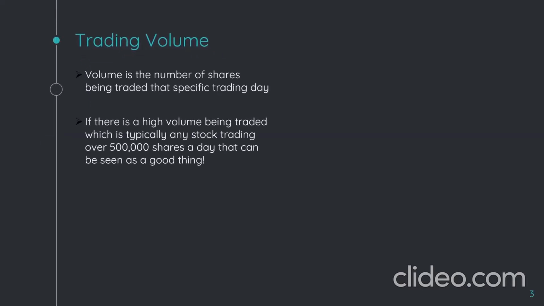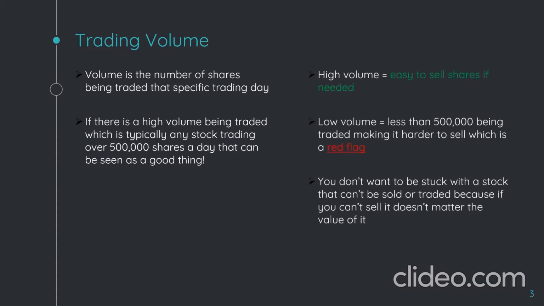One of the first things to look out for when researching a stock is to look at the volume of the stock that's being traded. Volume is the number of shares that is being traded that specific trading day. If there's a high volume being traded, which is typically any stock trading over 500,000 shares a day, that can be seen as a good thing because that means it's relatively easy to sell shares if needed. If the stock has less than that in volume, that is considered low volume, making it harder to sell, and that's usually a red flag.